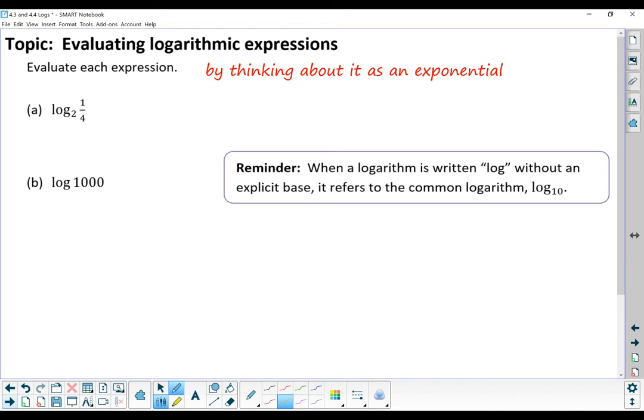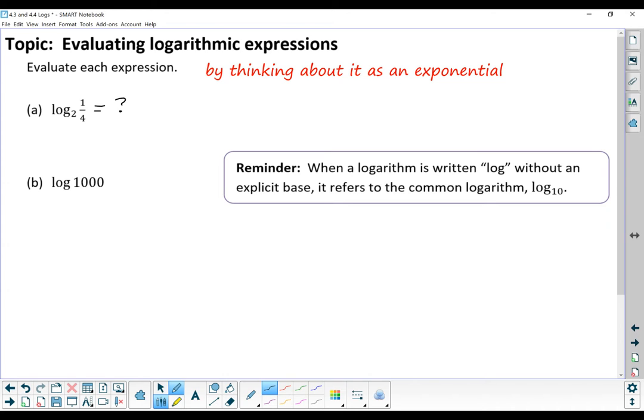Okay, so the next one is to evaluate logarithmic expressions. Sometimes people get stuck on this topic because they can't remember how to do it, but we're going to evaluate these logarithmic expressions by thinking about their exponential form. So our goal is to say what this is equal to.